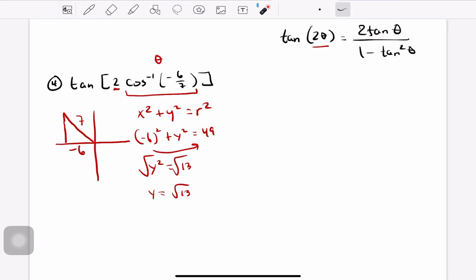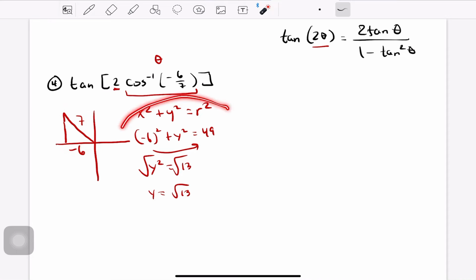So with that being said, I went ahead and wrote the triangle that corresponds to this inverse cos. So it is in the second quadrant because it is negative, but note that our cos exists in either quadrant 1 or quadrant 2, but because this is negative, it's in quadrant 2, so I labeled it already. That's negative 6. This is 7. We need to find this y component here.